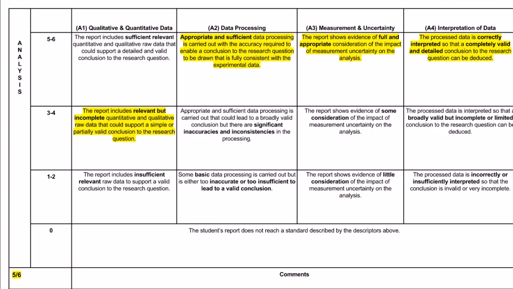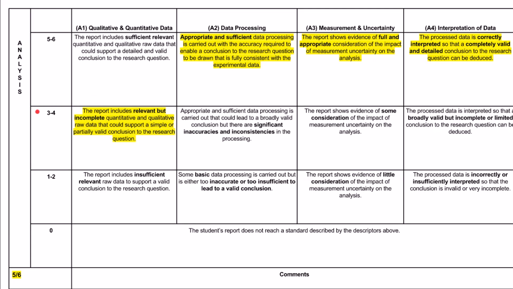Since only one example internal assessment was used for this video, it is possible for us to easily summarize the final score for the analysis component. In terms of A1, qualitative and quantitative data, the student did a very good job of recording the data in tables correctly and also included relevant qualitative observations.